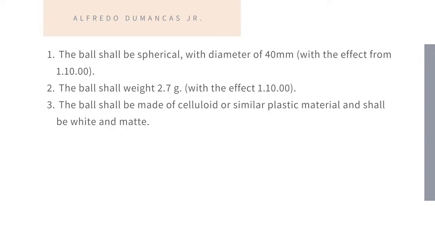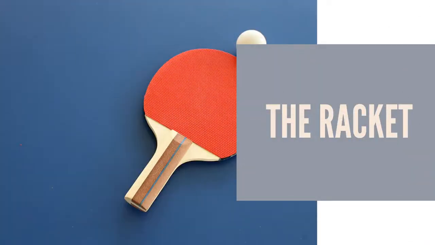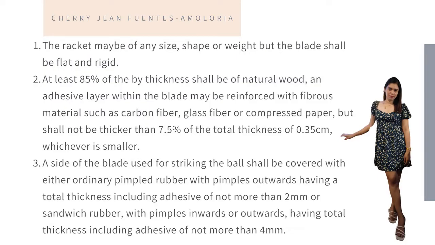The ball shall be spherical with a diameter of 40 millimeters. Second, the ball shall weigh 2.7 grams. And third, the ball shall be made of celluloid or similar plastic material, and the color shall be white or orange and matte. The racket. Number 1. The racket may be any size, shape, or weight, but the blade shall be flat and rigid.